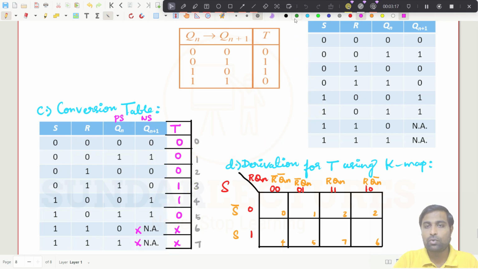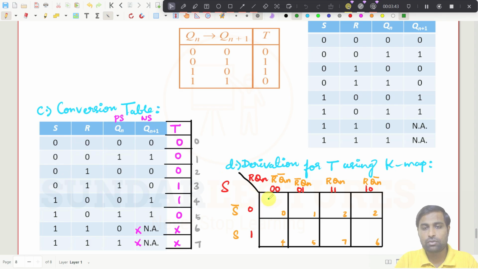What we need to do next is draw the Karnaugh map for S, R and then Qn. The output should be T now, right? Because you have inputs S, we are going to give S and then R, and Qn can be taken from the T flip-flop. That is what we have taken here. If you use these three, I have just written the minterms here from 0 to 7. So you just put the values now.